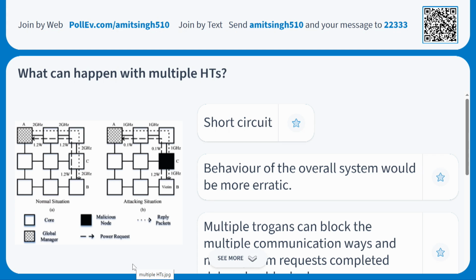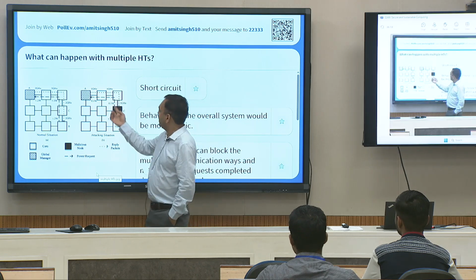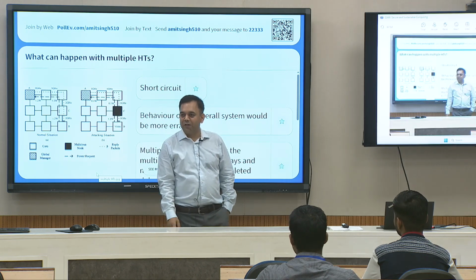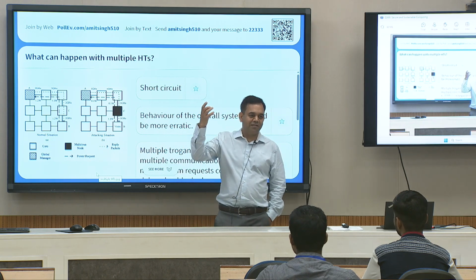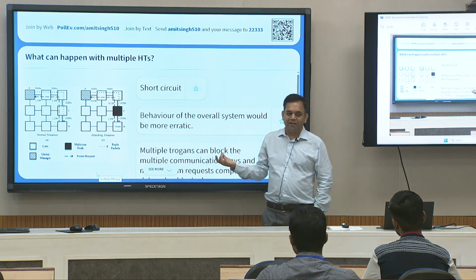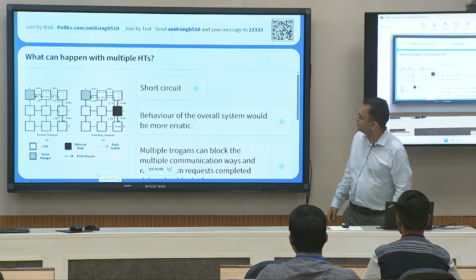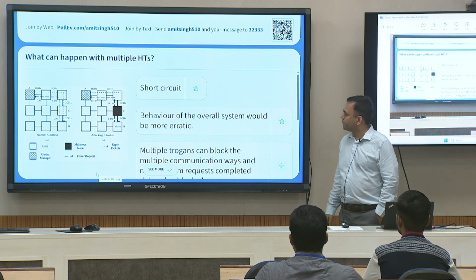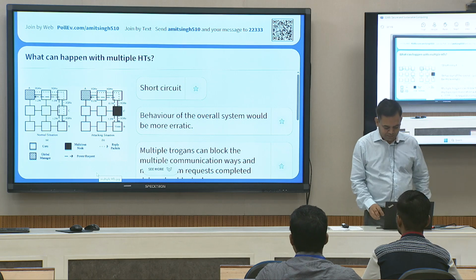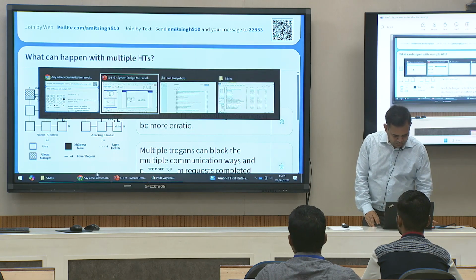Short circuit, okay, could be possible. For example, let's say you requested 1.2 watt, and this whole chip has like 65 watt. Let's say you requested 1.2, but it gave you maybe 20 watt, and then it can heat up too much. It's too much extra power, so there could be a short circuit. Yeah, that's possible. Okay, good. Let's see the next one.